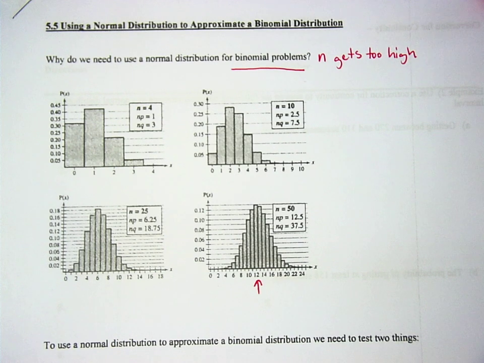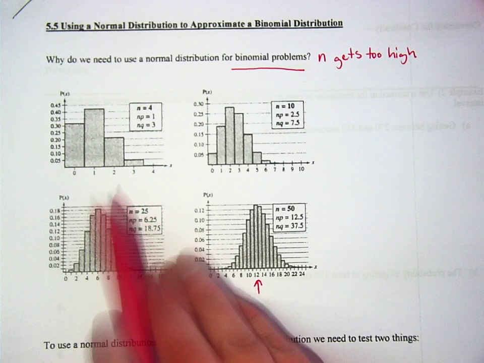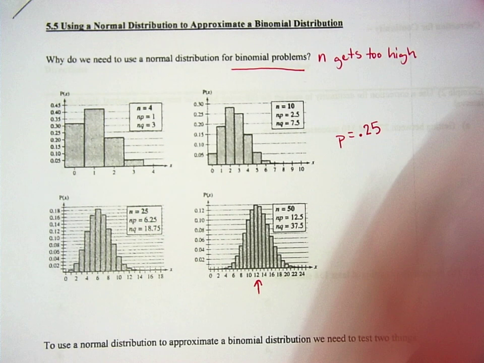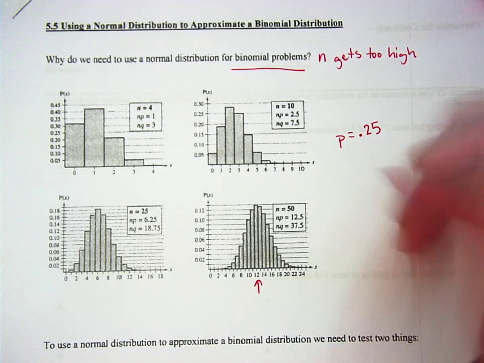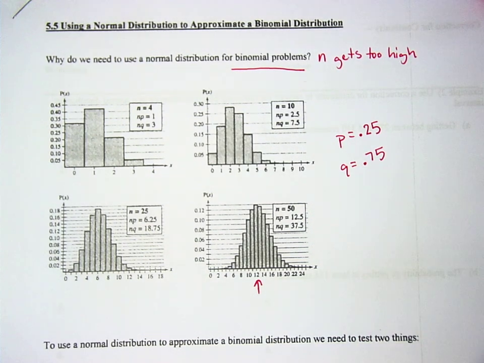So, okay, here's an example of this. Imagine that I've got a test, and it is multiple choice, and there is one correct answer out of 4 choices. That makes sense, where it says p is 0.25 and q is 0.75?